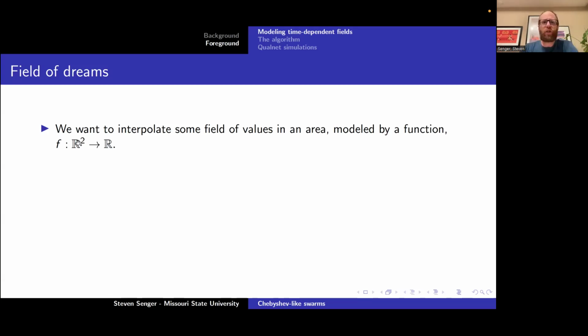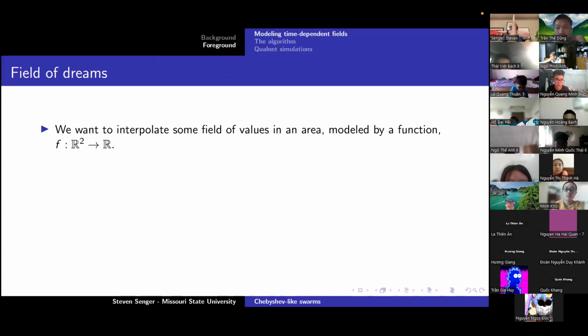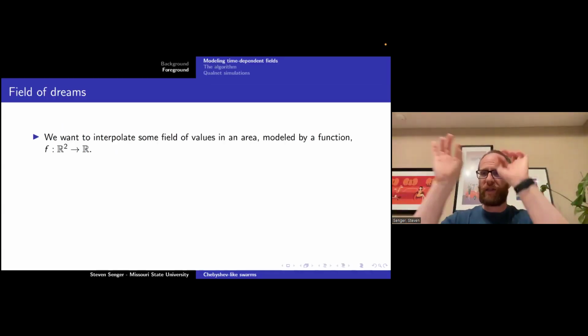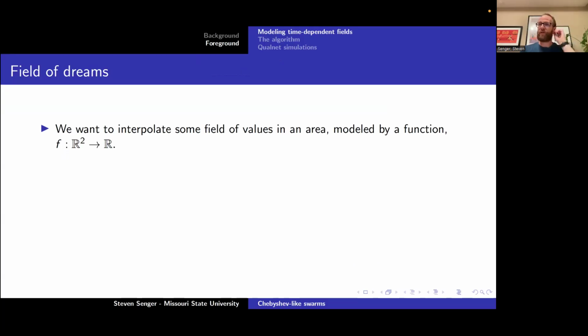So what is R2? Well, if R is the real numbers, you can think of the real number line. R2 is then the XY plane. So it's the real number line and the real number line, and we're looking at pairs of real numbers. So if I want to interpolate a field of values in an area, I've got a two-dimensional space, a big two-dimensional space, and then I've got a function that takes all of those points as inputs and spits some number, a real number, out as an output.